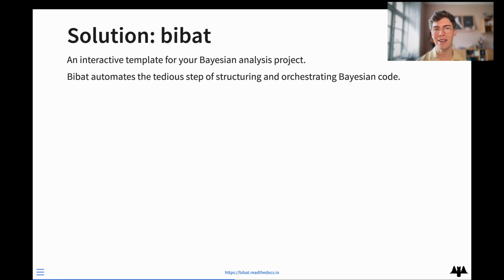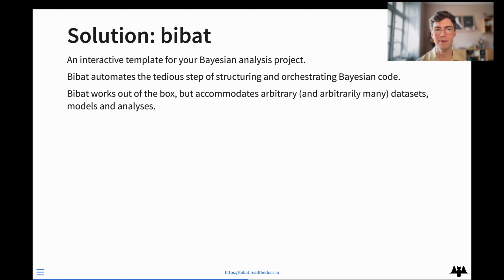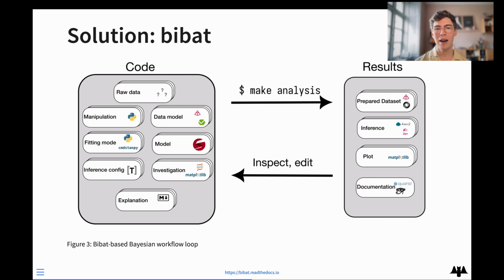It automates the step of structuring the code that implements your Bayesian analysis, and it orchestrates the different components. It's batteries included, so it works straight out of the box, but it is also very general, and it allows you to implement almost any Bayesian analysis that you want. So this is how it works.